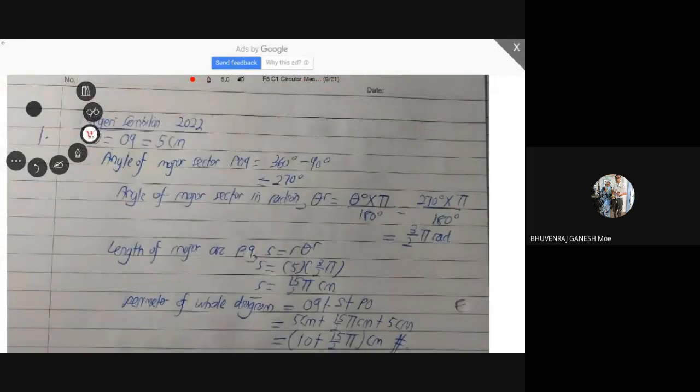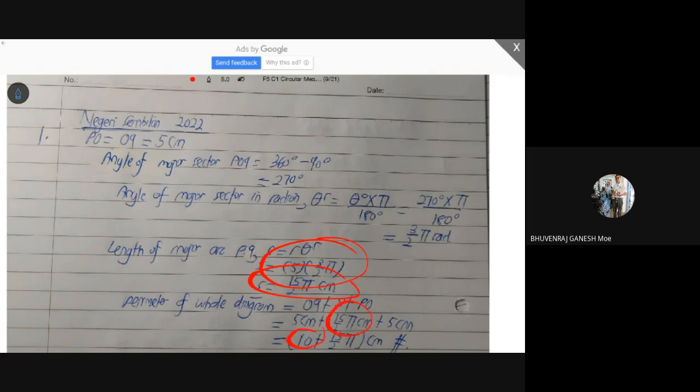Okay, so you will get 15 over 2 pi. Wait lah guys. Oh, tak darab dengan 5 lagi. Must times by 5. Because I want length of arc. Okay, sorry. So you will get 15 over 2 pi plus 10. Or 7.5. Kamu boleh letak 7.5 pi tambah 10 pun boleh. Okay, so this is your final answer.